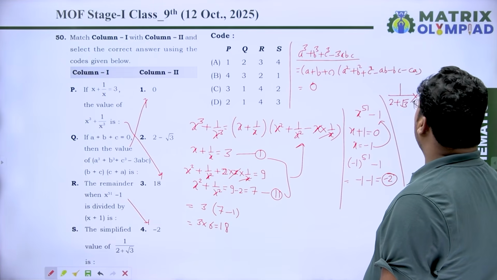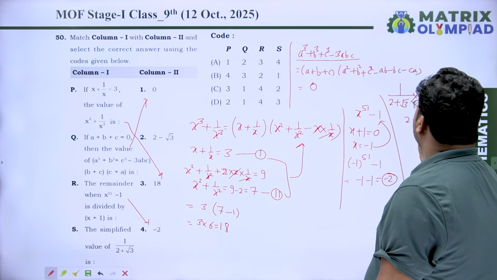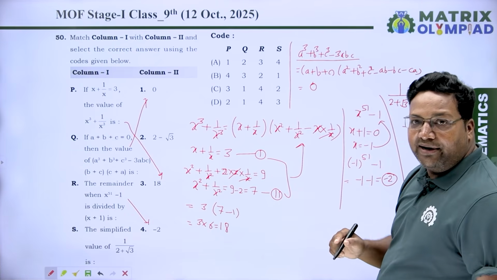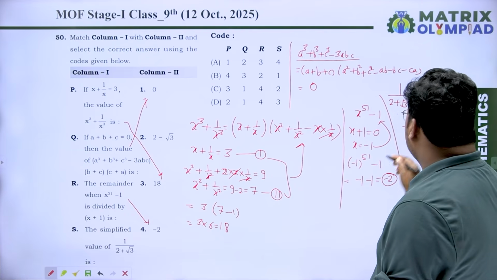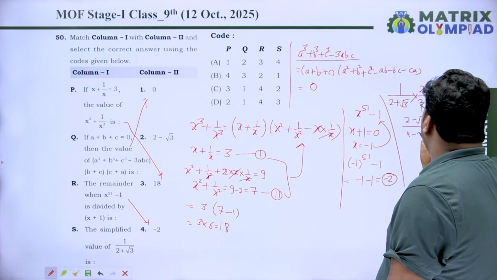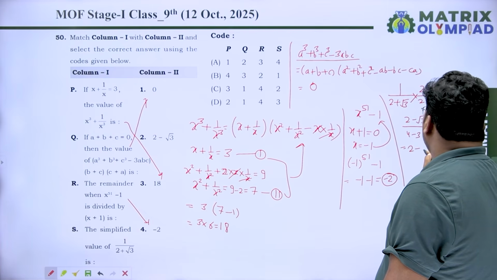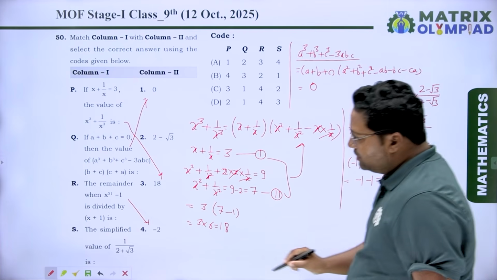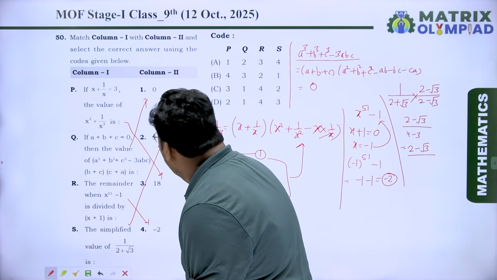Here you can see 1 into 2 minus under root 3 is 2 minus under root 3. Here we have to apply the identity a square minus b square. So 2 square is 4, root 3 square is 3. So we have to get the value 2 minus under root 3. So for S, the second one is true.